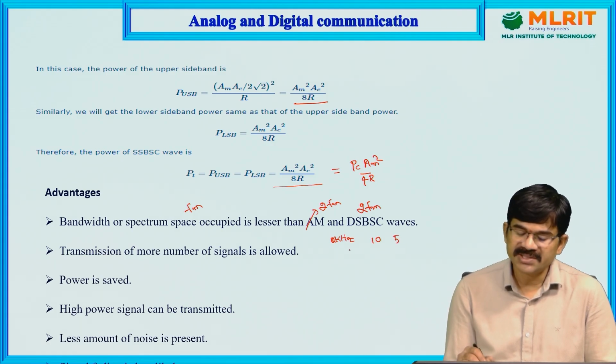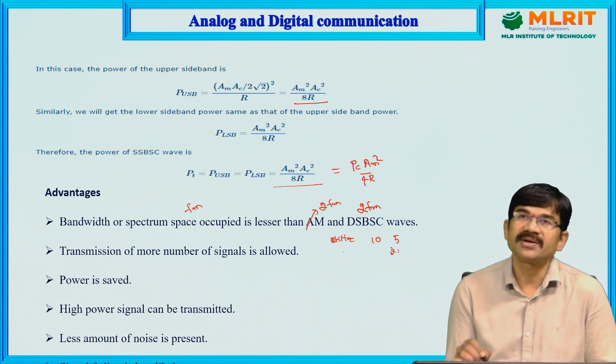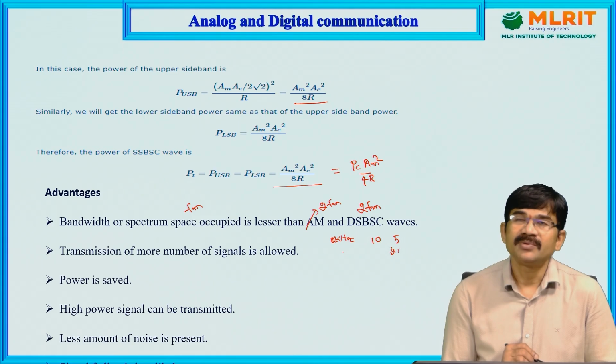But if you are using DSBSC, how many signals? Only 2.5 signals we can transmit. 2.5 means only 2 signals we can transmit. So the number of signals keeps increasing by using the SSBSC modulation technique.